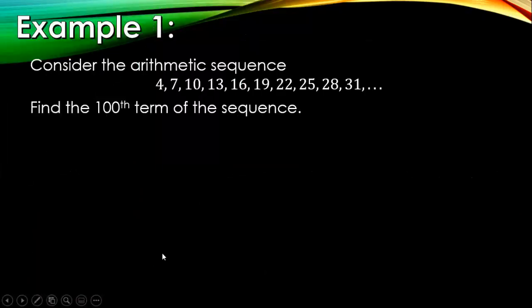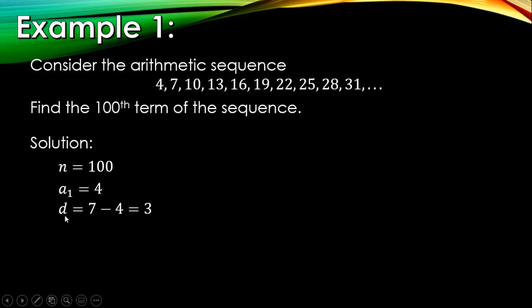Okay, so let's take an example. Consider the arithmetic sequence 4, 7, 10, 13, 16, and so on. Find the 100th term of the sequence. Solution: our n is 100, so there are 100 terms, and the first term is 4. The common difference is obtained by the second term minus the first term, or we can also get it by the third term minus the second term.